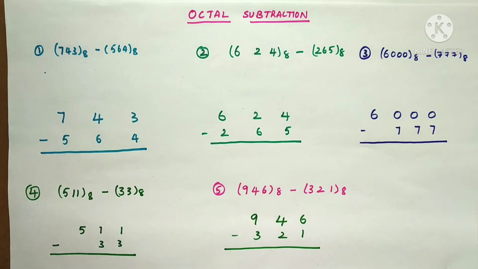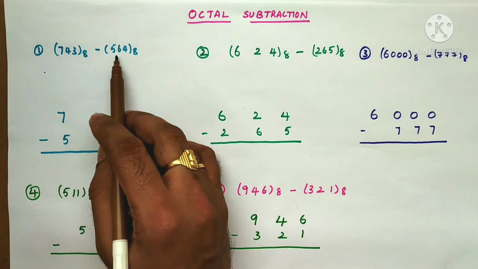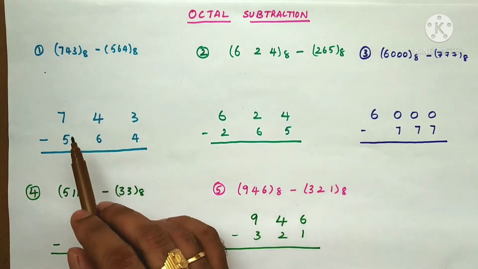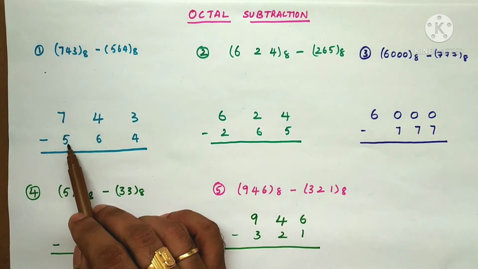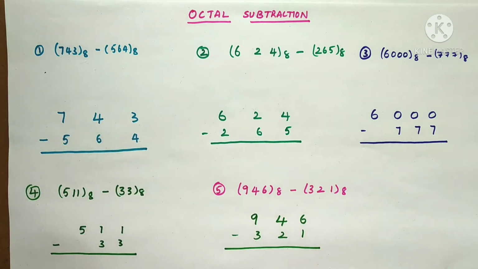Octal subtraction. 743 base 8 minus 564 base 8. We have to subtract this octal number 564 base 8 from 743 base 8.